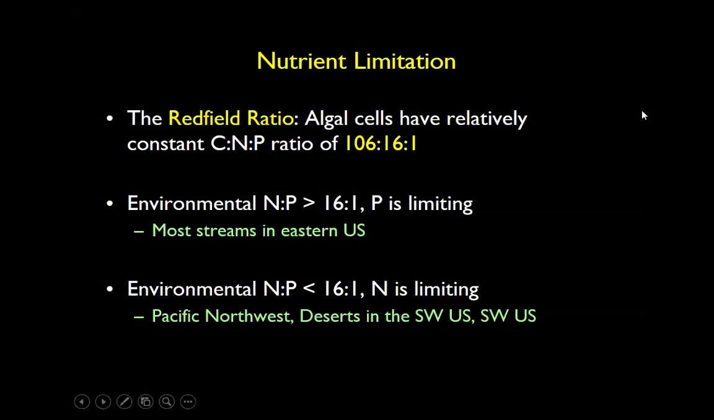So because of that, if you add phosphorus, our streams get more productive. This is why Benton Creek has hardly any algae on it, hardly any invertebrates, even though it's a beautiful stream. There's not much growing in there. So the Redfield ratio tells us which nutrients are going to limit producer growth.